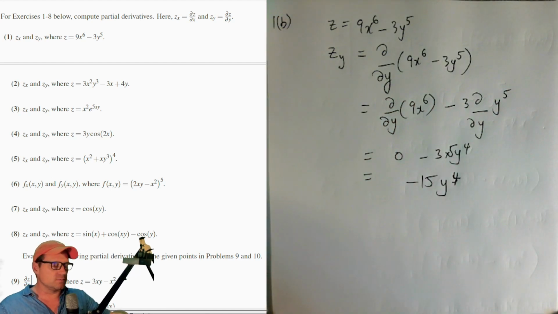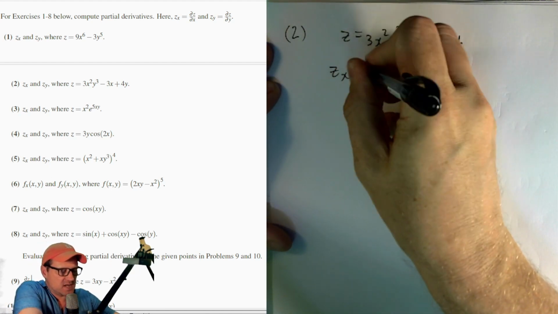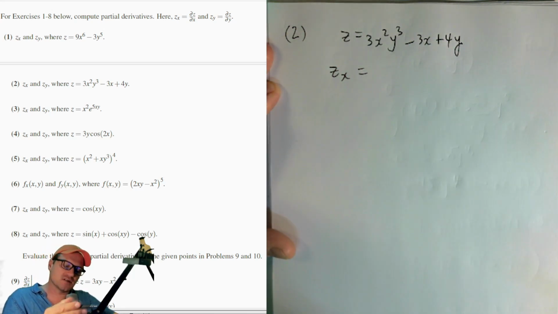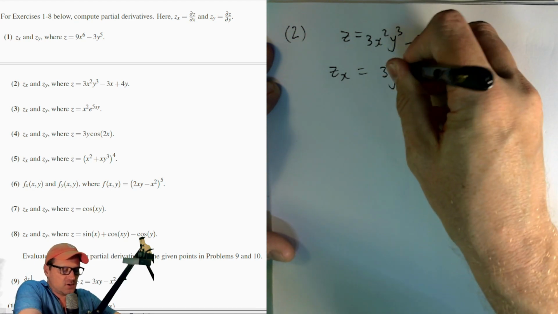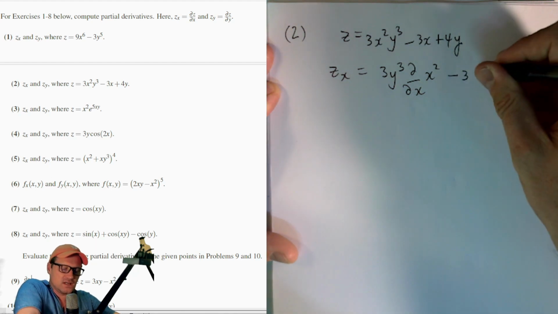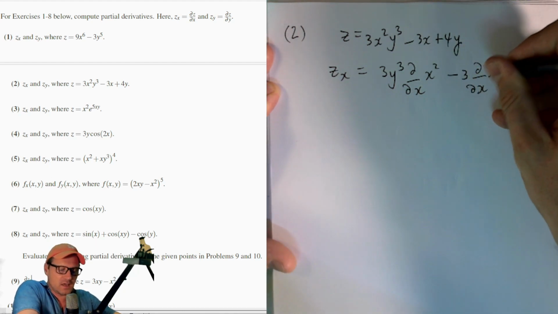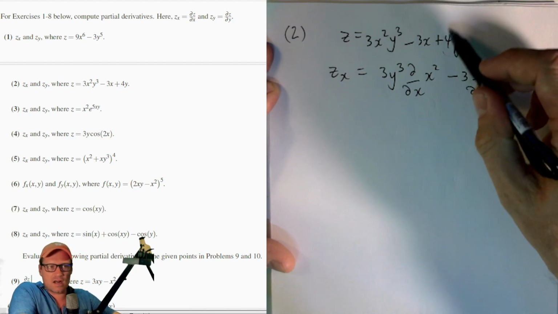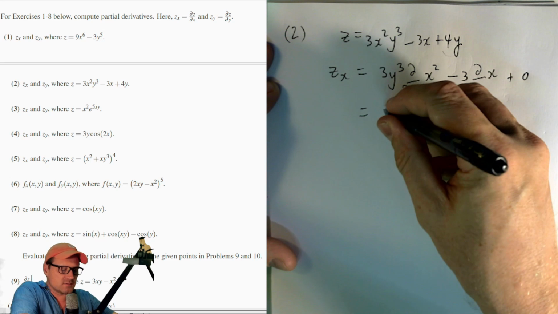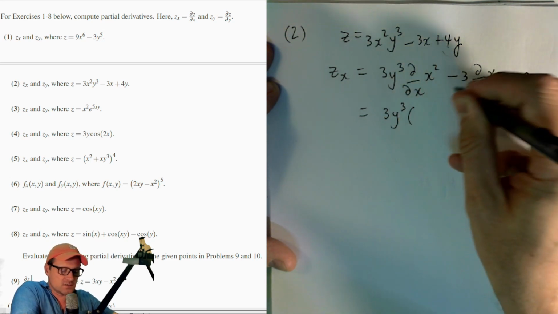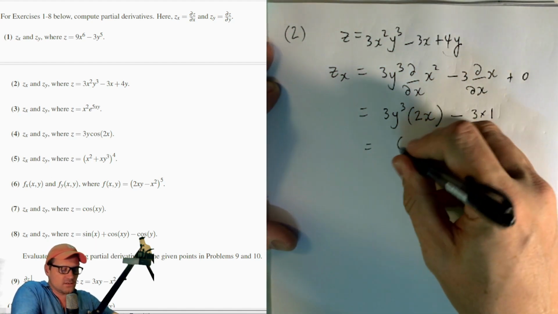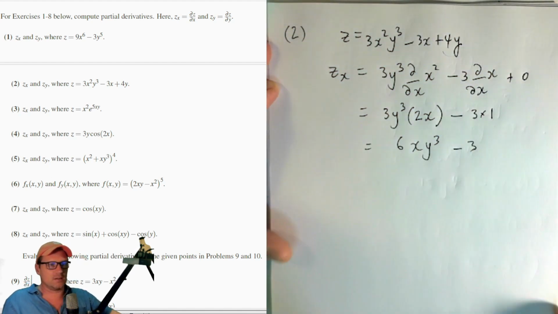Okay, question 2. So calculating z subscript x, we differentiate this with respect to x, meaning that we are treating y as a constant. So we have 3y cubed times the derivative with respect to x of x squared, minus 3 times the derivative with respect to x of x, plus 0, because this does not have any x's in it. Okay, and so simplifying this, the derivative of x squared is 2x, so 3y cubed times 2x, and then minus 3 times 1, and so we get 6xy cubed minus 3 for z subscript x.